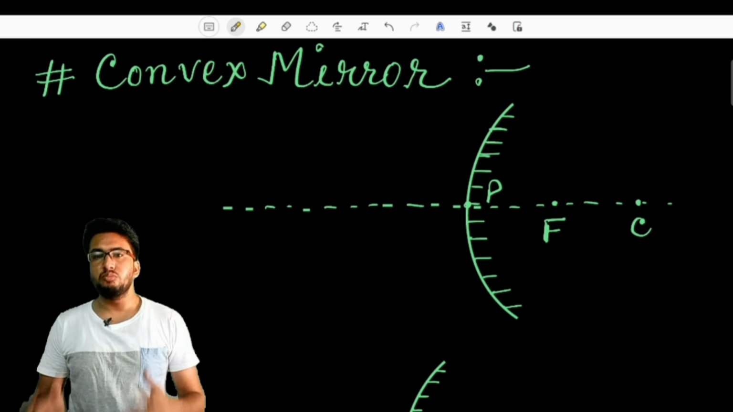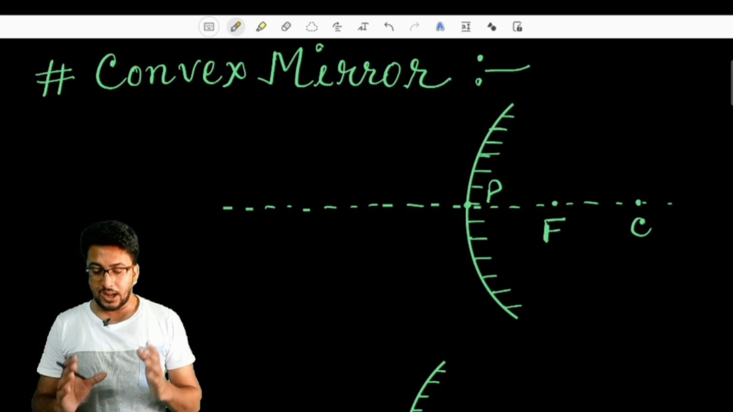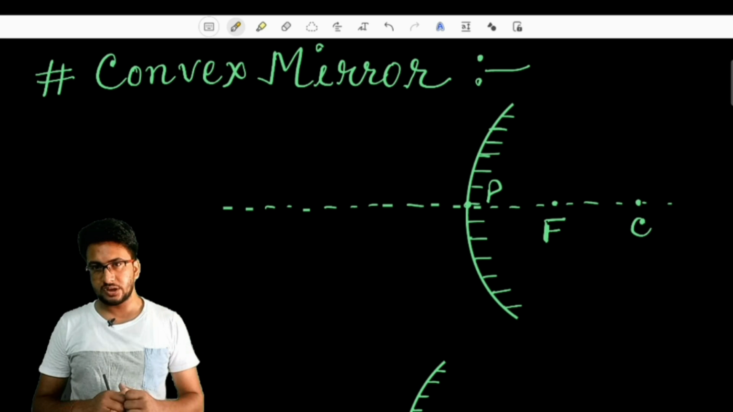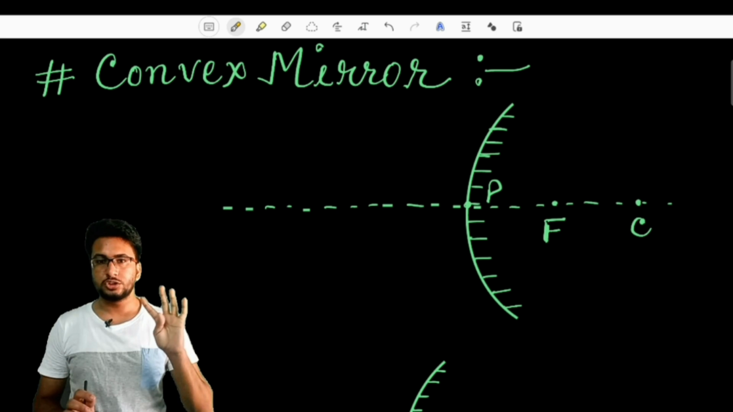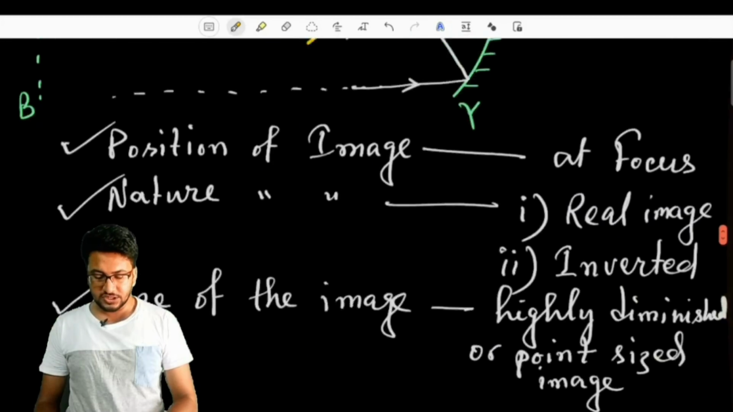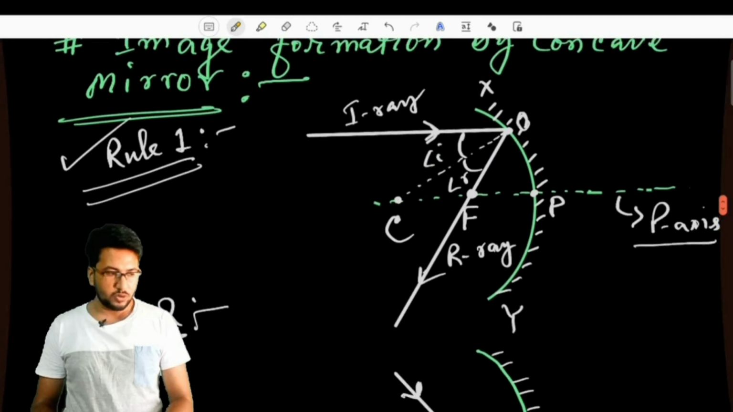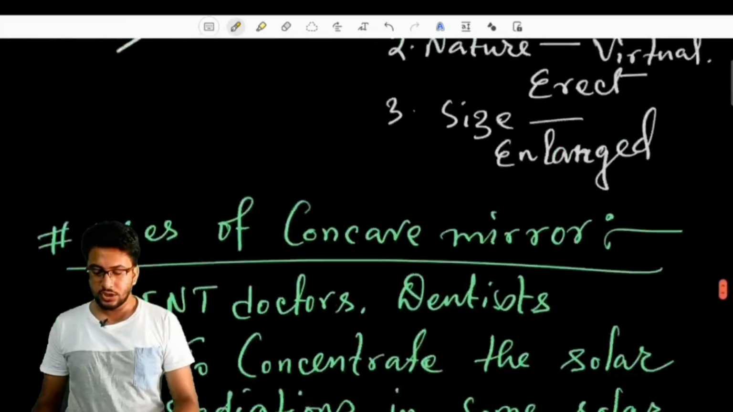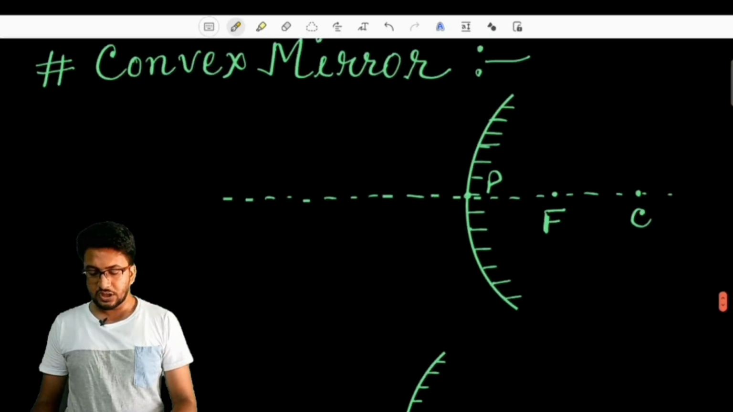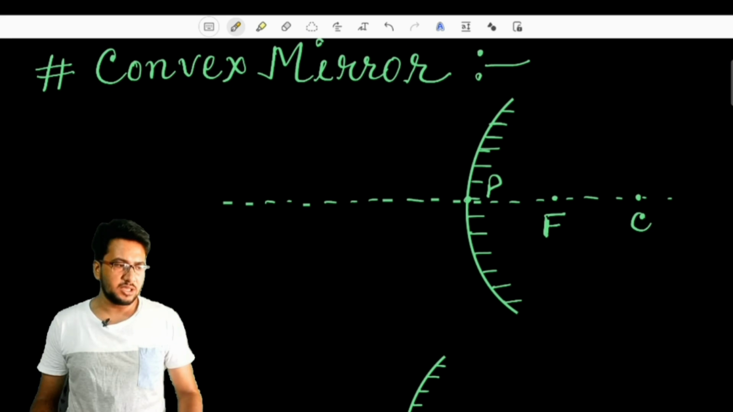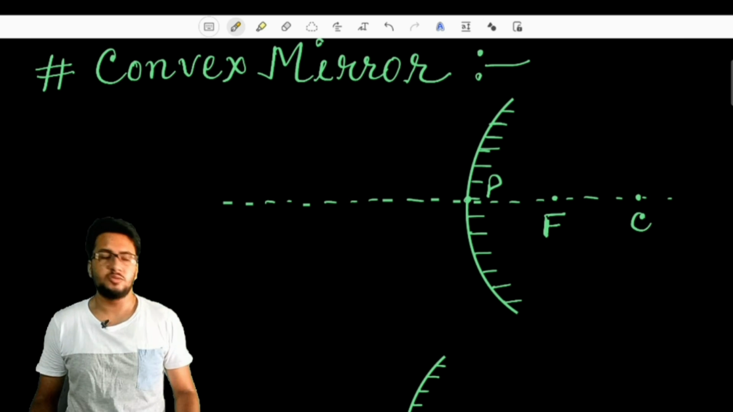To create that image, the light will maintain certain geometries separately in the case of a convex mirror. We saw in the case of the concave mirror that light maintained four rules: rule number 1, rule number 2, rule number 3, and rule number 4. Those rules we discussed in our previous lecture. In a similar way, we are going to define the rules of drawing the image in front of a convex mirror in today's class.